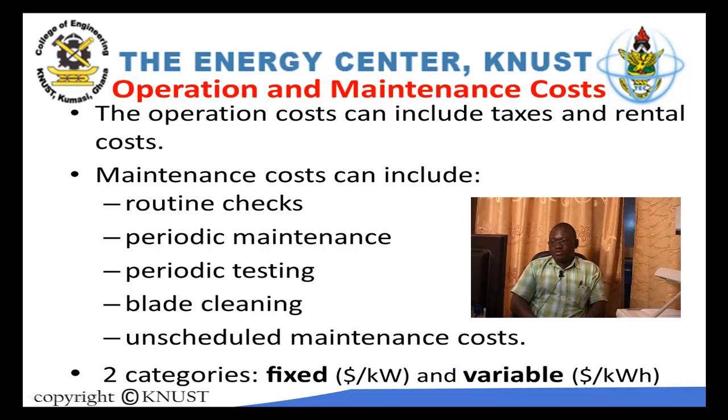Then operation and maintenance costs are actually divided into two main categories: the fixed and variable. The fixed operations and maintenance costs don't really change with respect to power generation. That's to do with salaries given to employees and all that. That one is fixed. You would always pay that irrespective of whether you generate power or not. And you have the variable cost that has to do with the power generation.